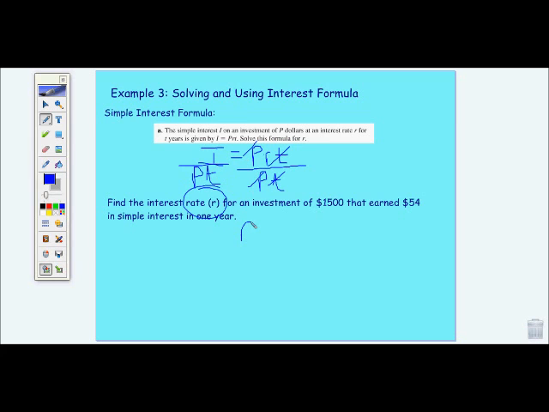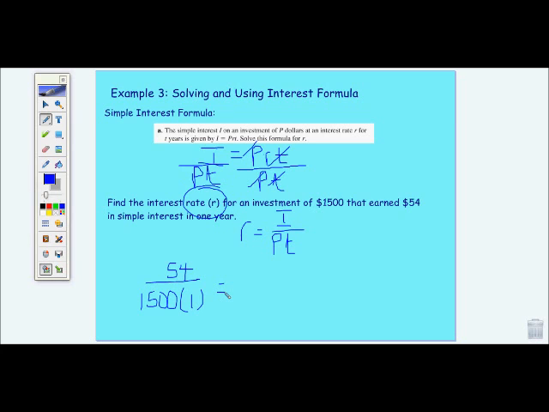rate isolated, and rate equals interest over principal times time. Now I can go ahead and use the given information: my interest is $54, my principal, or the original investment, is 1,500, and the time is 1 year.